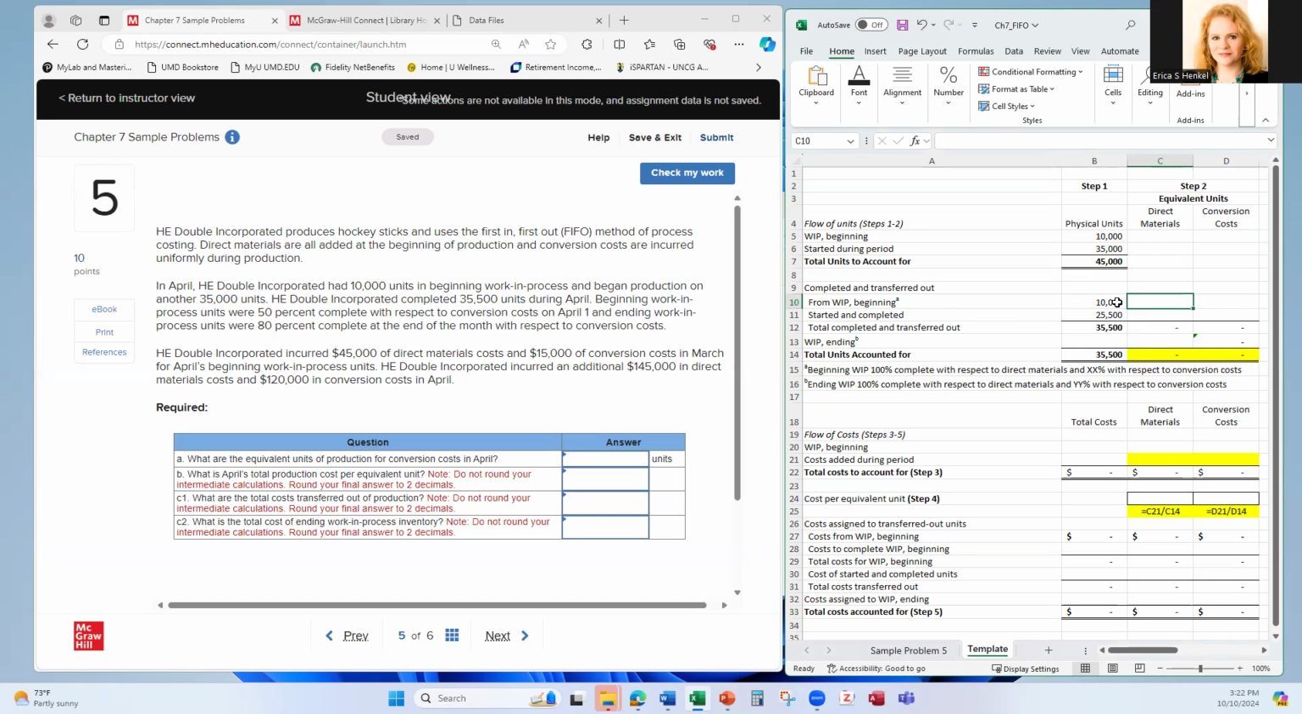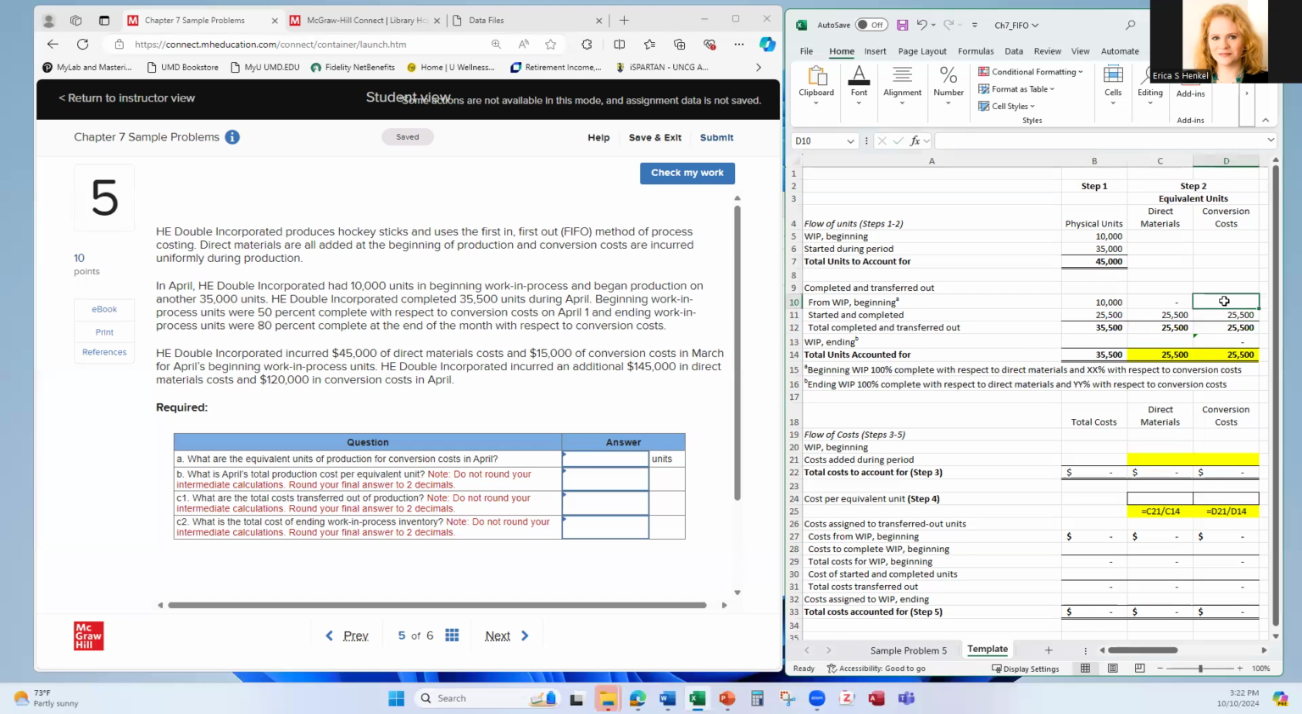All right, now we assume that because these were started during the previous period and all the raw materials get added at the beginning, there's going to be 0 units here for direct materials on those. And there's going to be, these were started and completed for that. And then also they were started and completed, so they're 100% for conversion costs.